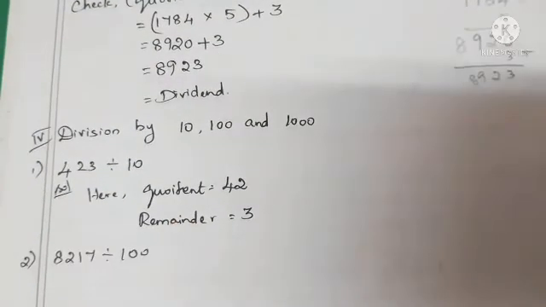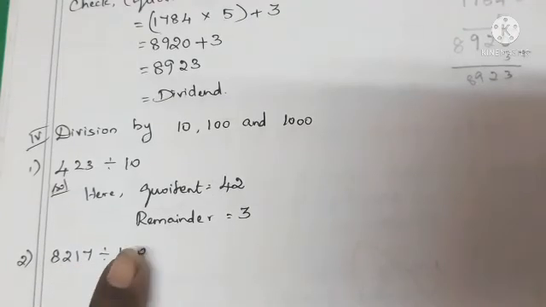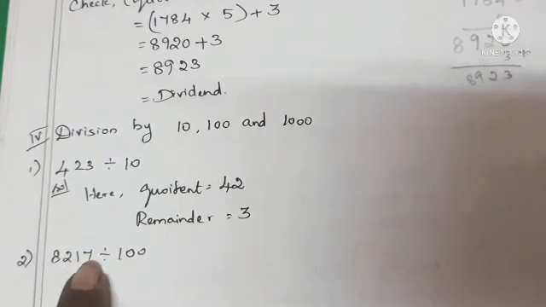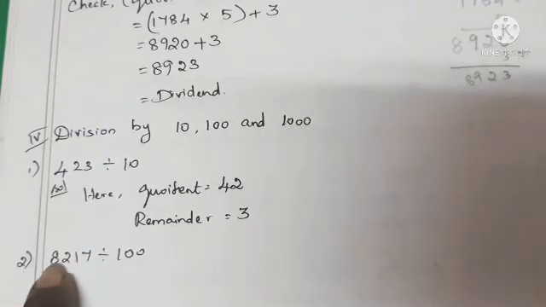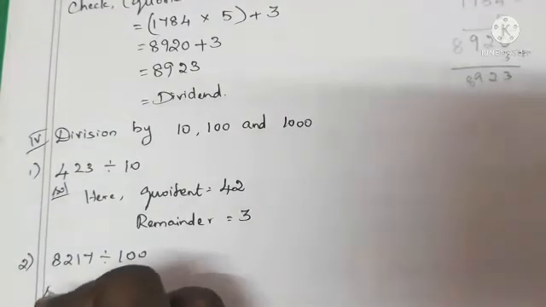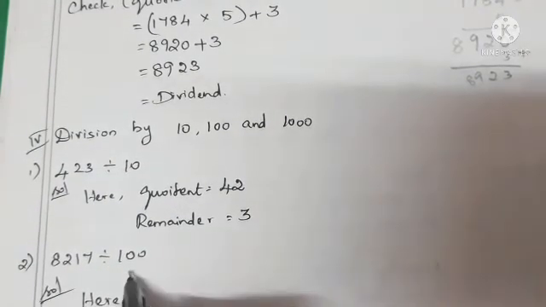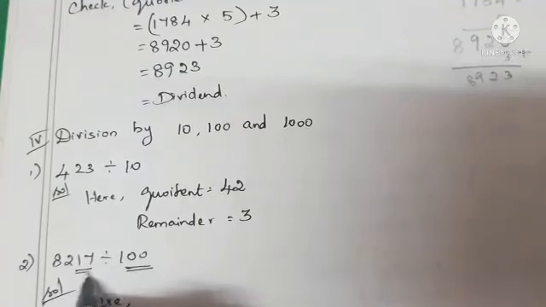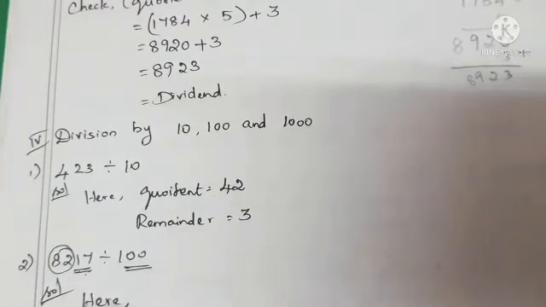Look at the next one. Next problem we have 8217 as the dividend, and the divisor is 100. In the divisor we have two zeros, so we take the ones place and tens place as the remainder, and the remaining place values as the quotient. So here two zeros, so the last two values, that means ones and tens, are the remainder, and the remaining values are the quotient.